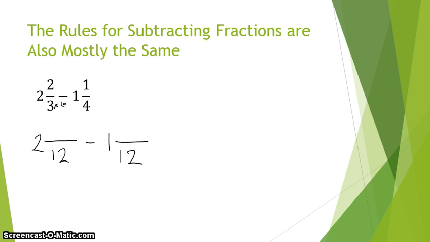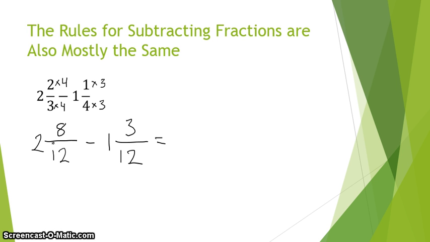3 times 4 will give me 12, so I need to do 2 times 4 on top, and that will give me 8. 4 times 3 is 12, which means 1 times 3 will give me 3 on top. Now let's look at this. My first whole number is bigger than my second whole number, my denominators are the same, and my first top is bigger than my second top. So this is a very basic problem.